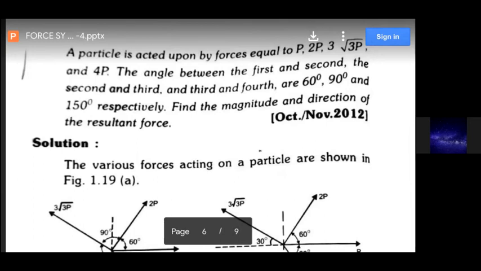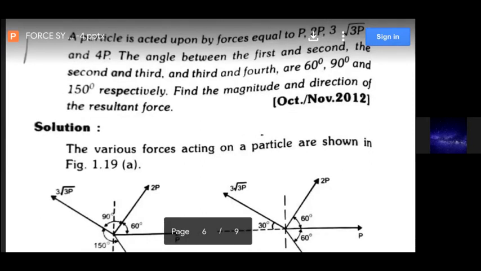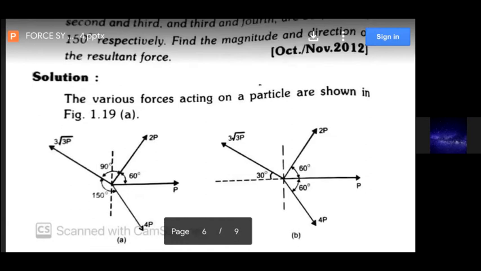So let us assume the P force is along the positive x-axis. The direction of P is not given, we have to assume. So the first force, its quantity is P, acts along the horizontal, so its vertical component is 0.